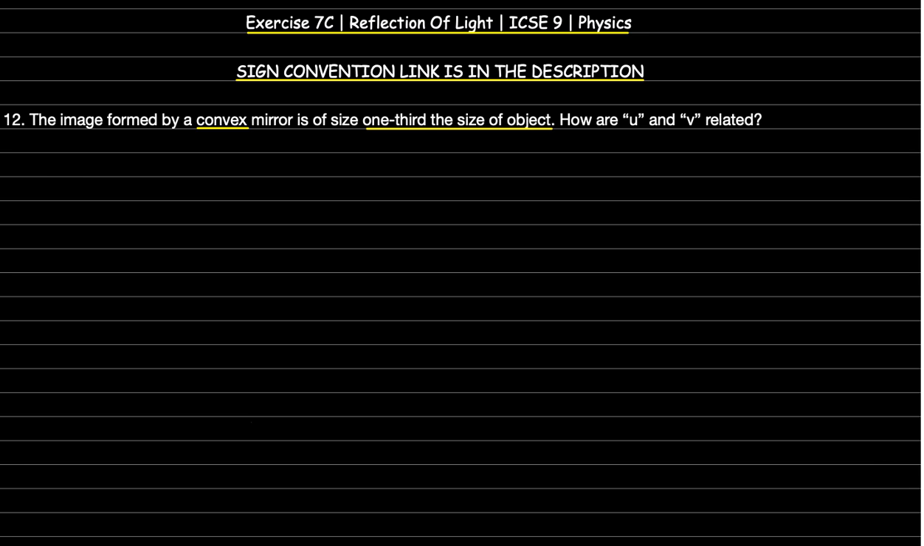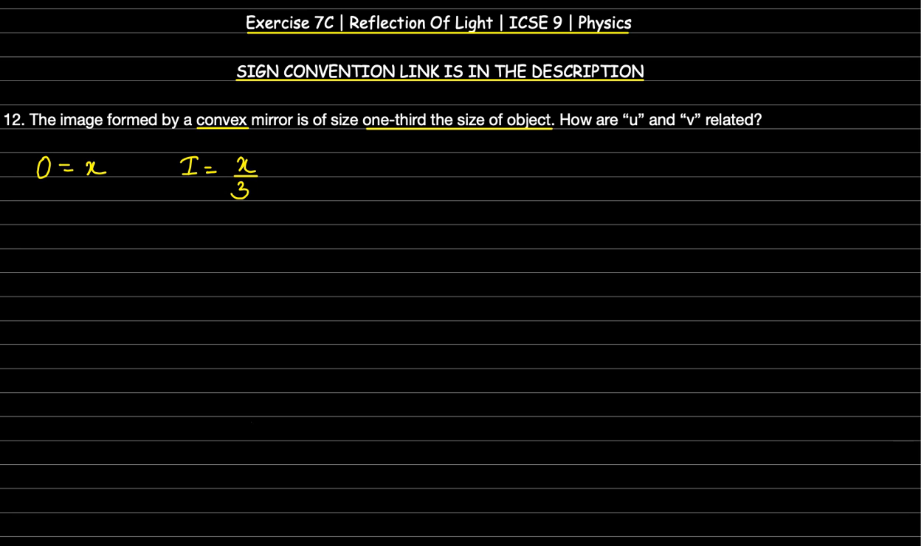So we will consider the size of the object to be let's say X. Now here what is given is the image is 1/3 the size of the object. That means, can I write the image as x by 3? 1 by 3 into x gives us x by 3. And since a convex mirror always produces a virtual and erect image, there is no chance of a negative sign here. It will be x by 3 only. We need to find how U and V are related.